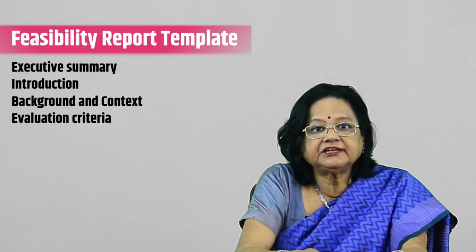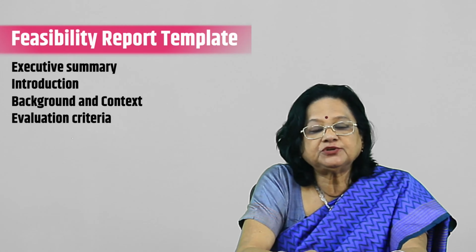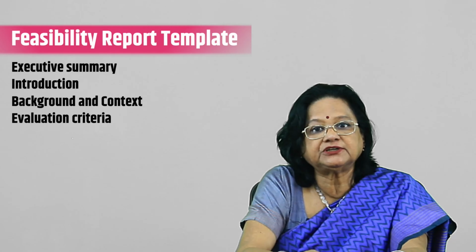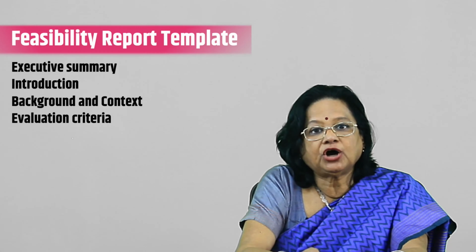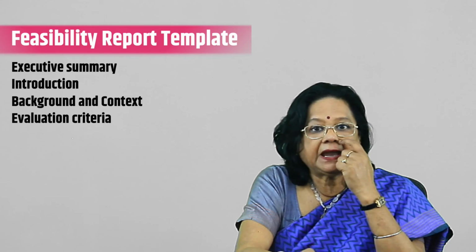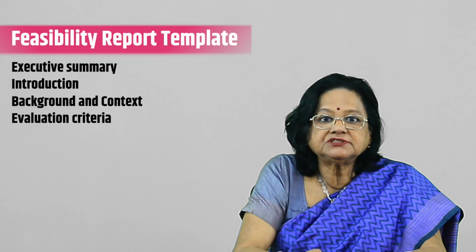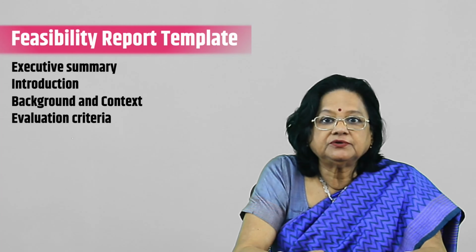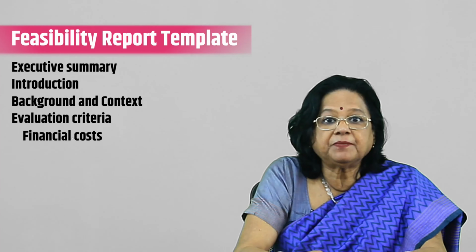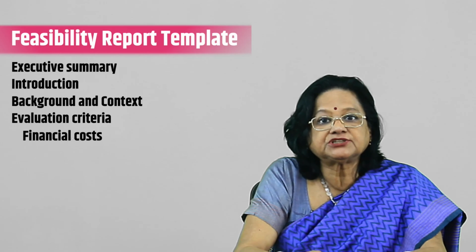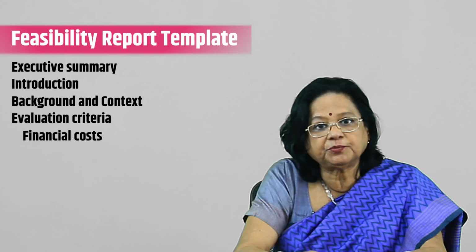Next is evaluation criteria. You can also include a report section that explains your evaluation criteria. This section helps the reader of your report understand how you evaluated the feasibility of different approaches and why you arrived at your recommendations. Your evaluation criteria may include financial cost. Companies typically consider the financial impact of a project before taking action. So, financial cost may be one of the criteria in your feasibility report.